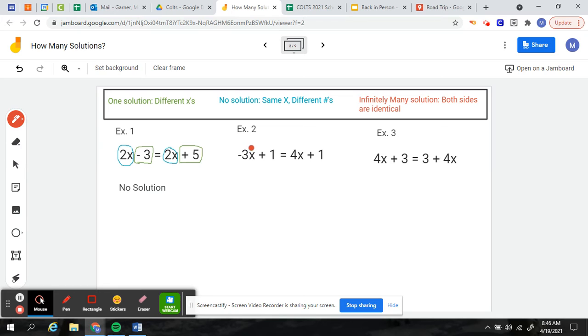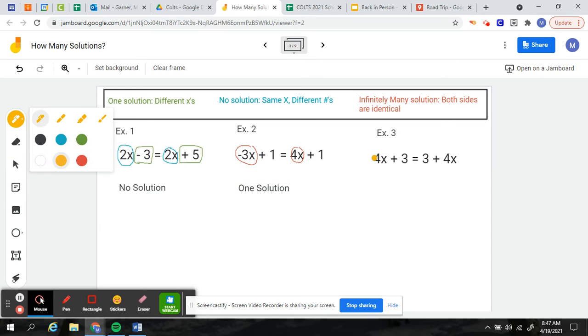Once again, starting with my x's. I have a -3x. I have a +4x. I can stop right there. They are different. I have -3 and 4. Different x's means one solution. All right, so for this assignment, you do not need to solve it. You don't have to solve for x. But if you wanted to, remember that that's just the box method. All right, and then our third example here, same thing.